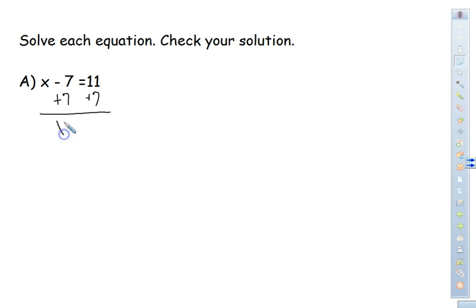So now we get x by itself, because subtracting 7 and adding 7 equals 0, and now we have 11 plus 7, which is 18. Now you can plug your value of the variable, 18, into the actual equation, and 18 minus 7 does equal 11. So your solution is checked. I'm going to let you go ahead and hit pause and solve this problem algebraically.